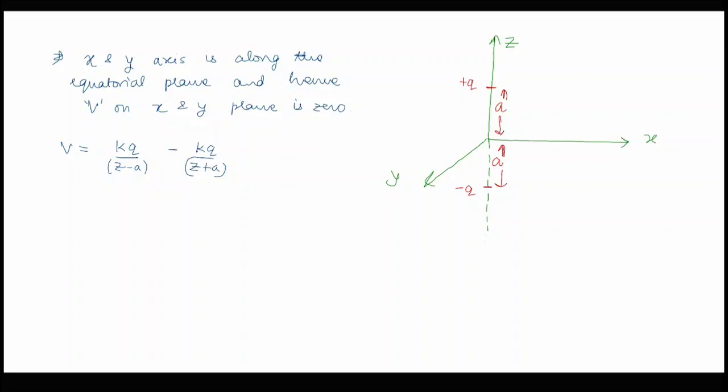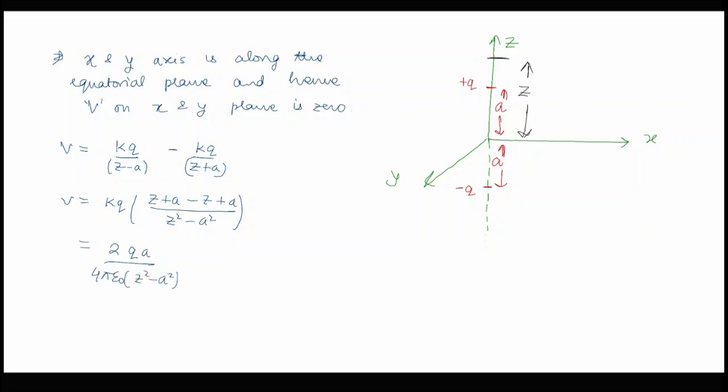So any point z on the z axis, if I show you like this, that if we consider z somewhere here, so the separation from the positive charge is z minus a, and that from the negative charge is z plus a. So the value over here on solving can be obtained as kq times (z plus a minus z plus a) upon z square minus a square, and the value is obtained as twice of qa upon 4 pi epsilon naught z square minus a square.